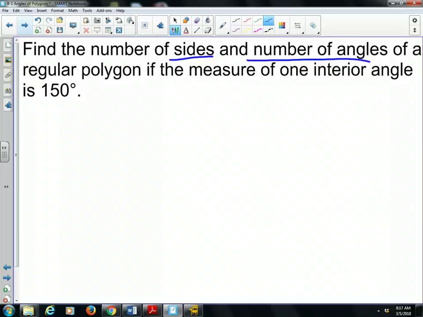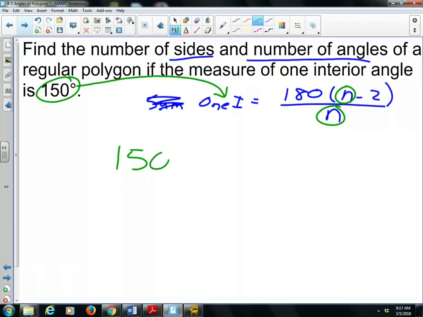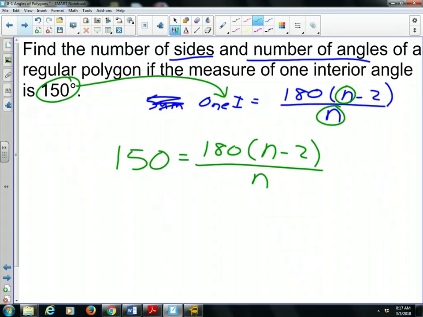So to find one interior angle, it's 180 times n minus 2, divided by n. This time, I don't know how many sides it has. That's what I want to find. But I do know one interior angle is 150. So 150 goes into that spot. So I'm going to set up this equation: 150 equals 180 times n minus 2, divided by n. And we're going to solve for n.